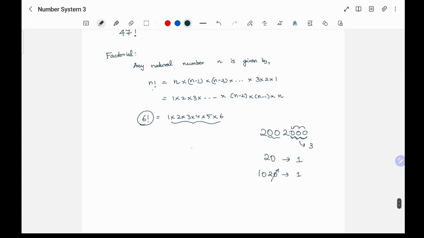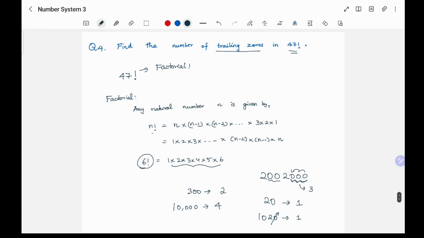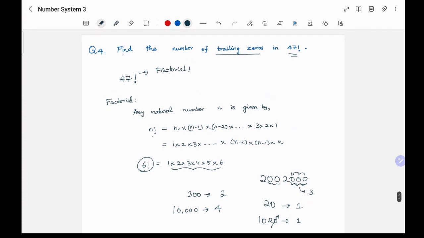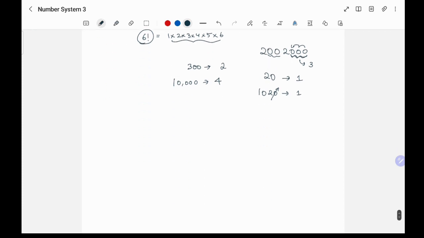Another example is 300. The trailing zeros are 2. Again 10,000, the trailing zeros are 4. So this is the concept of factorial and trailing zeros. And they're asking to find the number of trailing zeros in 47 factorial. So what is 47 factorial? 1 into 2 into 3 and so on up to 45 into 46 into 47. And there are also so many numbers in between.